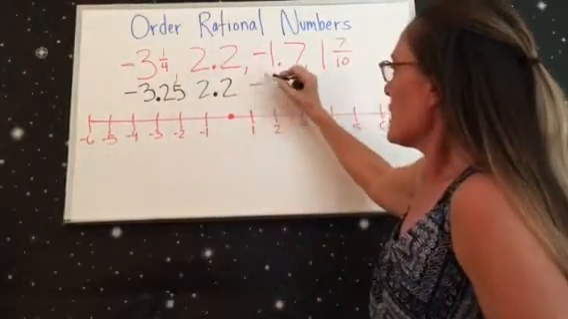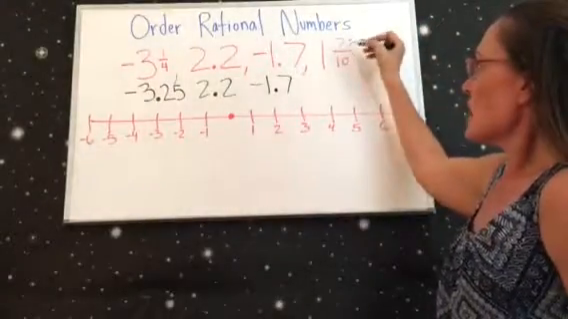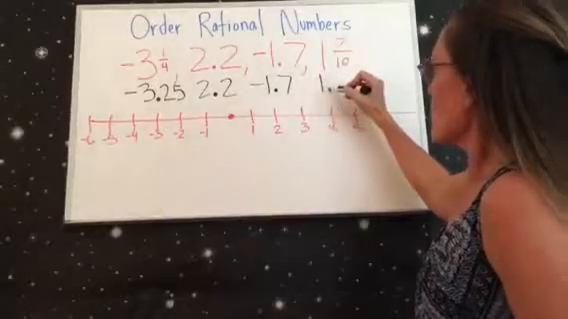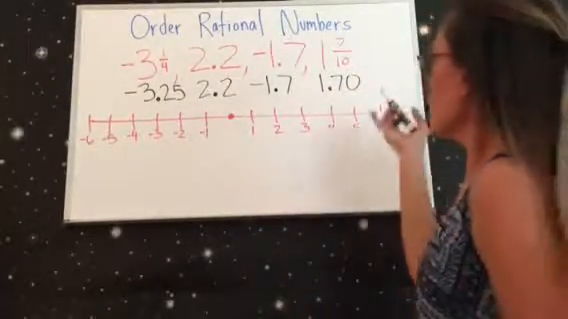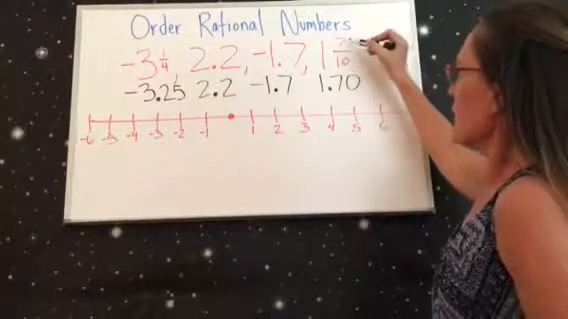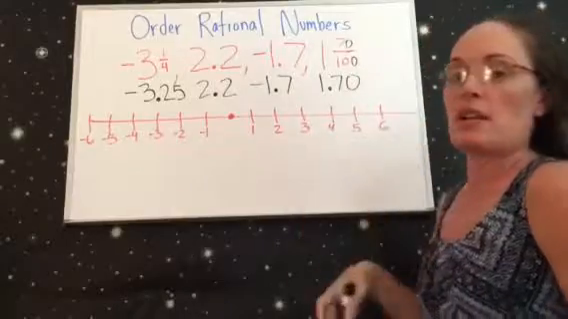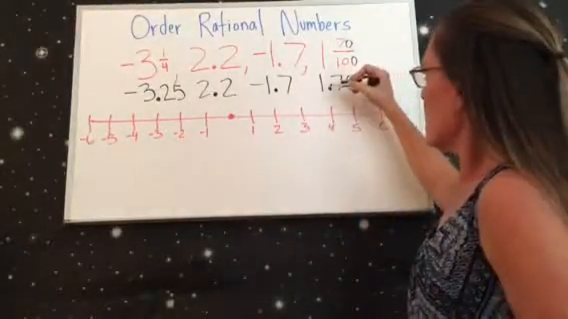We're going to have a negative 1.7, and then we're going to change 7/10 to 0.70. So you have 1.70. And like I said, everything's out of 100, so you can just look at that as adding a 0 to the bottom and the top, and that would mean 70 out of 100, which is 0.70.